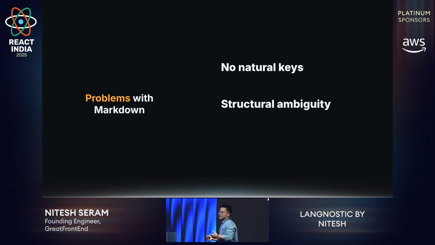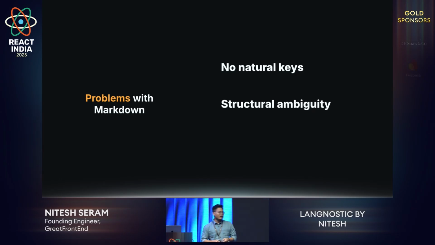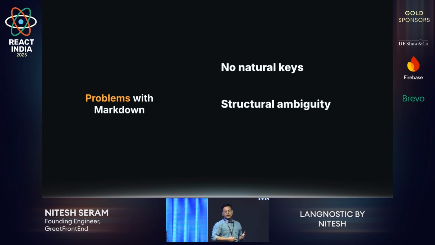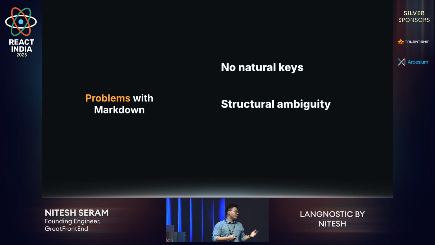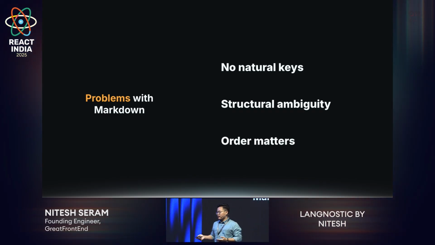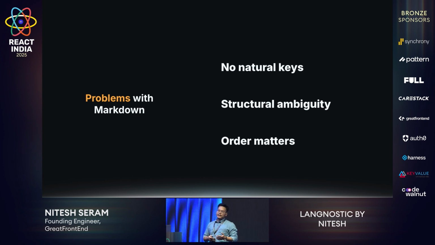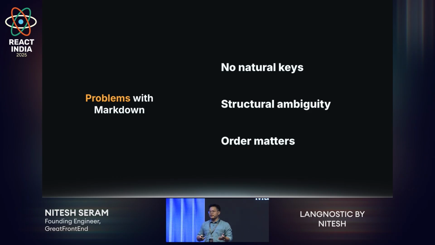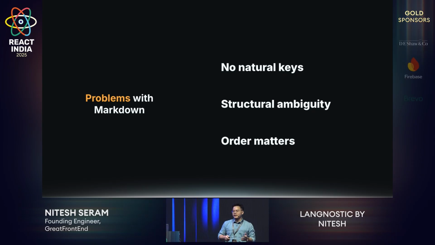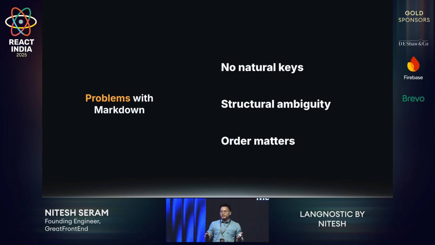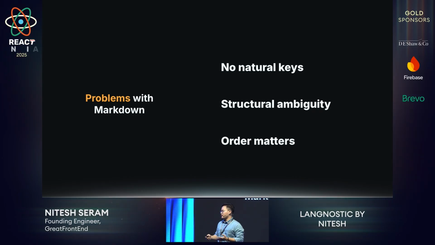The next problem is structural ambiguity. When content changes in a Markdown file, it is not clear whether the content has been removed, reordered, deleted, or updated. So you are not clear what exactly changed. And lastly, order matters. When you add a new key in a JSON file, it doesn't matter where you add the key. It doesn't affect the meaning. But when new content gets added to a Markdown file, you cannot add that content anywhere in the file. The content structure and the flow need to be intact.